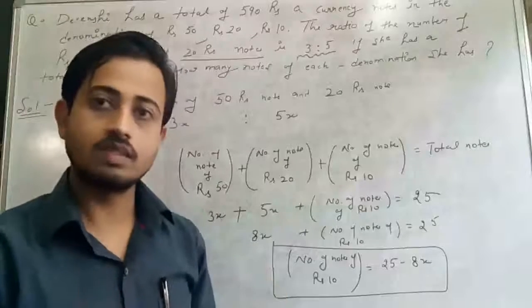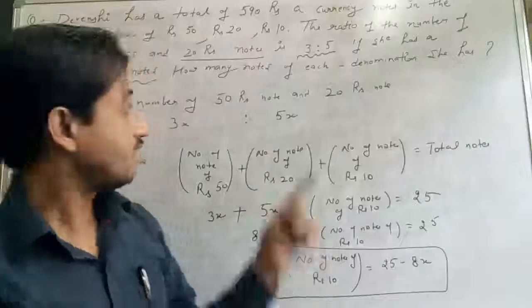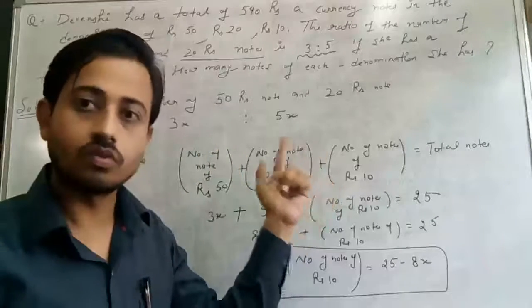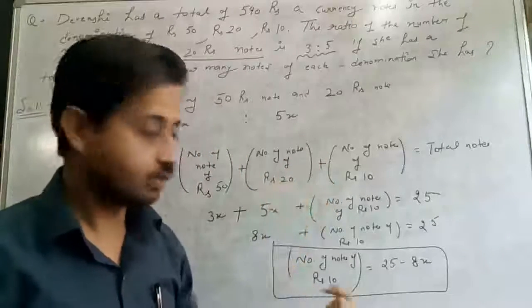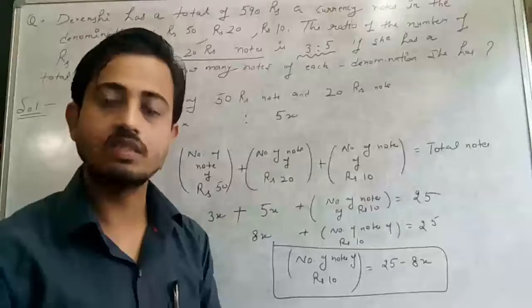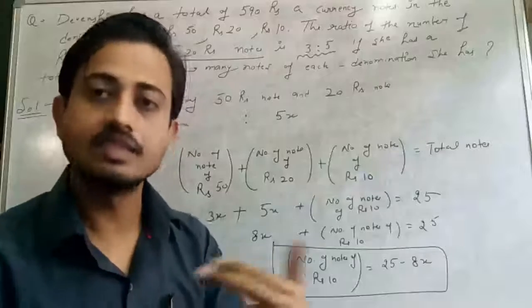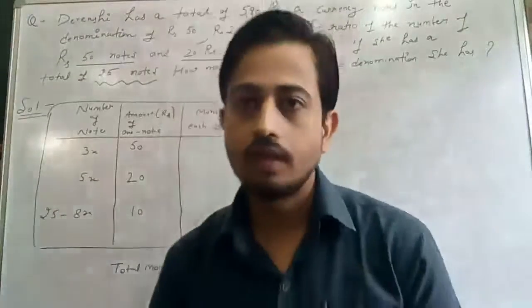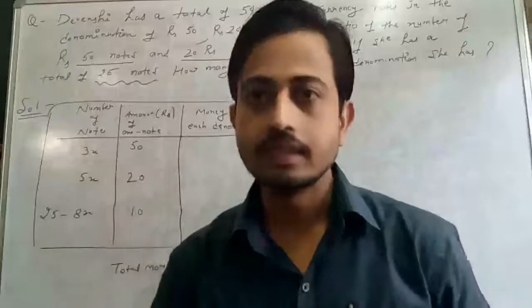So in this case, what we have got? We have the number of notes of 50 rupees, the number of notes of 20 rupees, the number of notes of 10 rupees. So please make a note first, then we will proceed to our next step. So let's proceed to our next step.